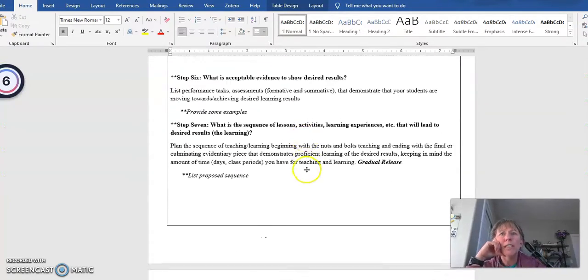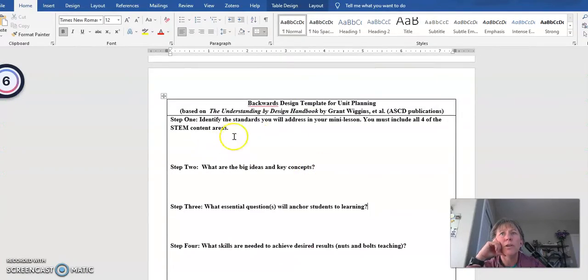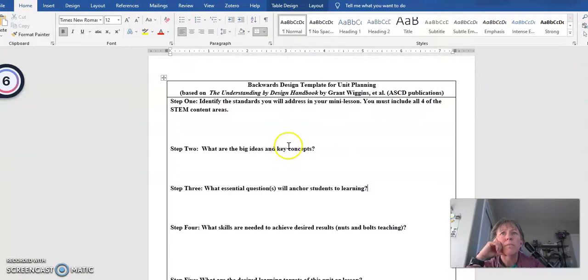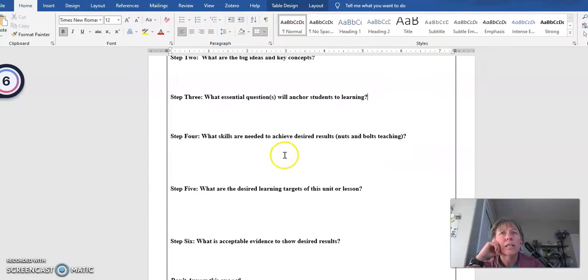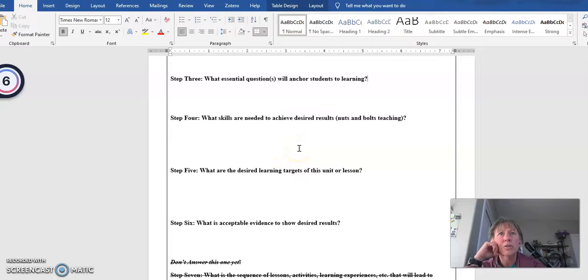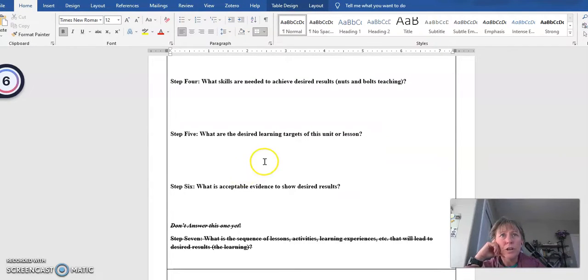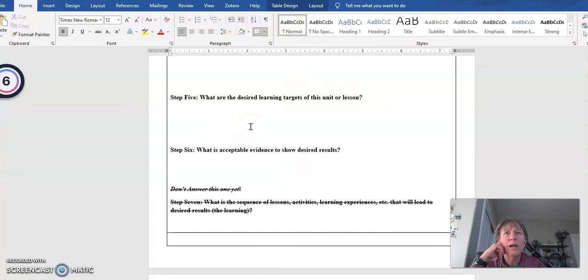So once you have your standards identified, you're going to put those here, and then pull out from each of those standards big ideas and key concepts, essential questions that will anchor the student's learning, the skills that are needed to achieve the results for your lesson, and learning targets for these. Remember, you need to make sure you have learning targets that address all standards. You could have a learning target that addresses multiple standards in one target, or you could have a target for each of the actual content areas.